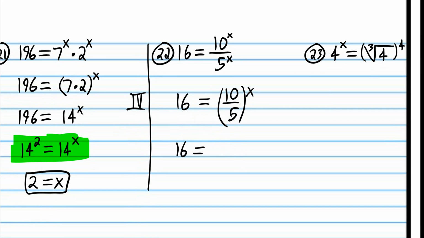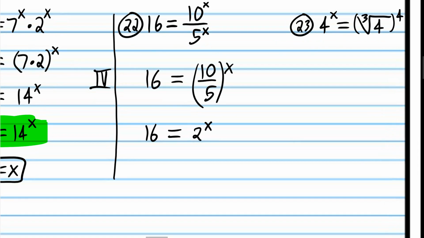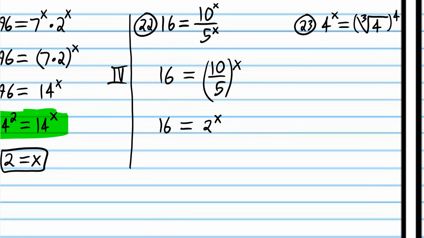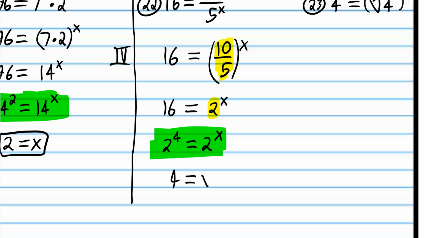So if you're getting a little intimidated by having to use these exponent rules in the forward and reverse directions, that's okay. You're going to get the hang of this as we go along. It's kind of like a puzzle. We're solving a puzzle. 10 divided by 5 is equal to 2. And now we have an idea of what we need to do. We need to change that 16 to 2 to the 4th power. And now we're at the critical stage where we see that the exponents must be equal.